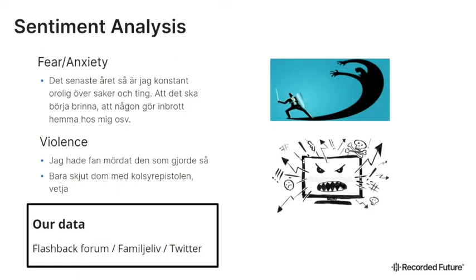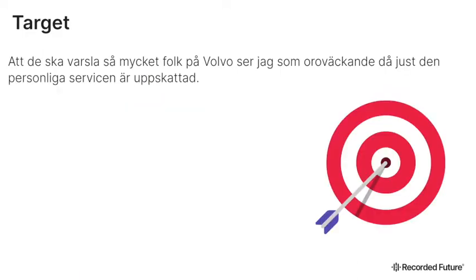Fear is someone expressing fear or anxiety towards something, and violence is someone expressing themselves violently towards another person. Along with these models, we've also developed what we call target models that try to detect what the sentiment is directed towards. So in this example, someone is writing that they're worried about there being a lot of layoffs at Volvo, and in that case the target of the sentiment is that there are going to be layoffs at Volvo.